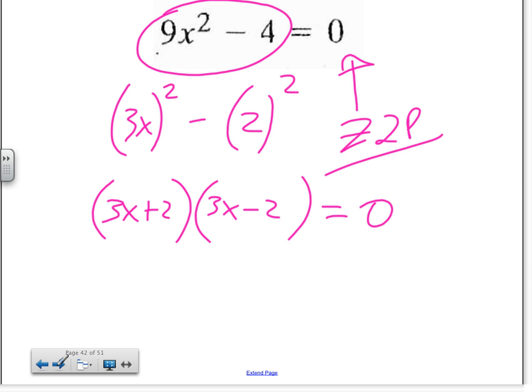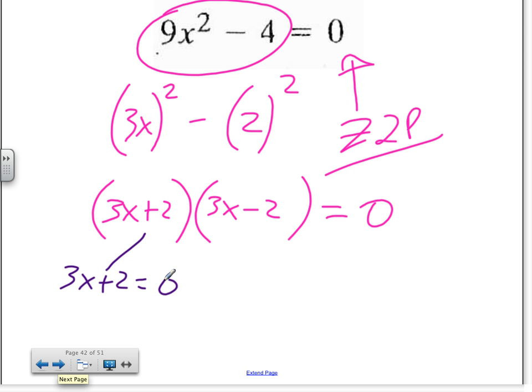If this is 0, do I care what this is? Whatever that is, I don't really care. As long as I have this equal to 0, then 0 times anything is still 0. Or if I look on this side, 3x minus 2, if I make that 0, 0 times anything on the left-hand side is still going to be 0. So once I have that state, I can break it into 2 cases. Let's see what number will make this first factor 0. So I can say, 3x plus 2 equals 0.